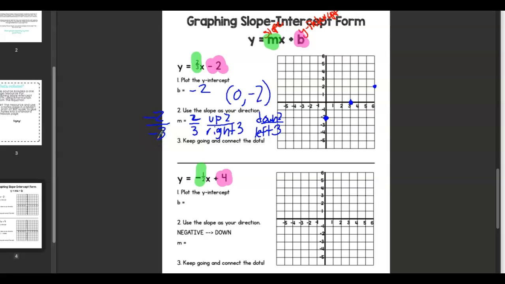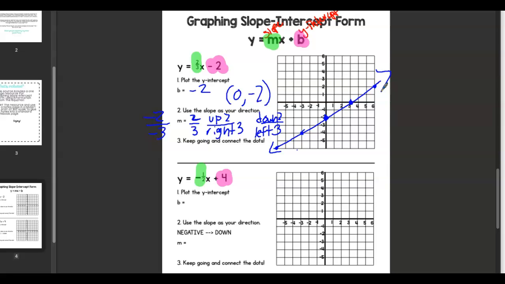Yes. So if you start at our original problem, 0, negative 2, I could go down 2 and left 3 and put a point, and then do the same thing, go down 2 and left 3 and put a point. So now I have points negative 3, negative 4, and negative 6, negative 6. Then you connect your line. So down 2, left 3 is the same thing as up 2, right 3.